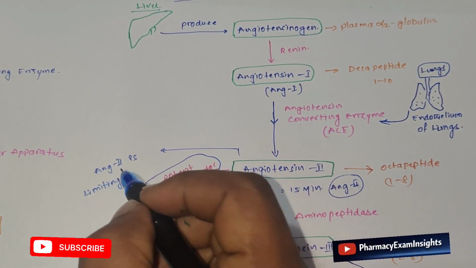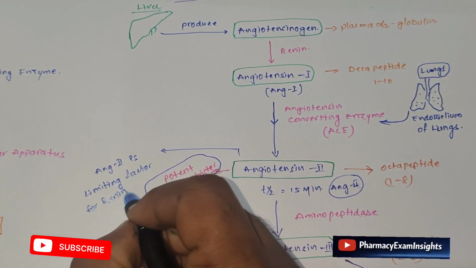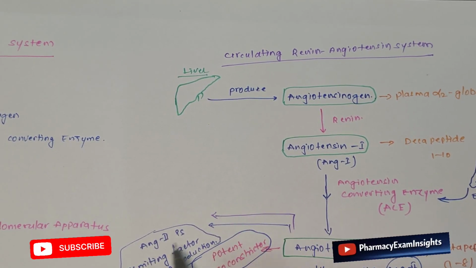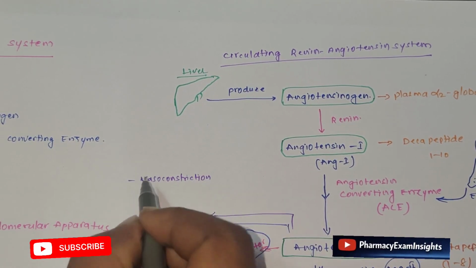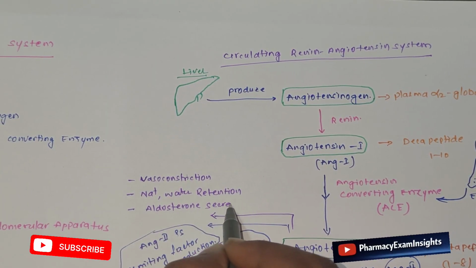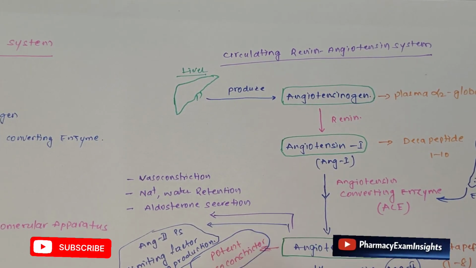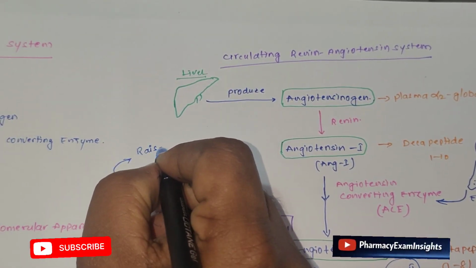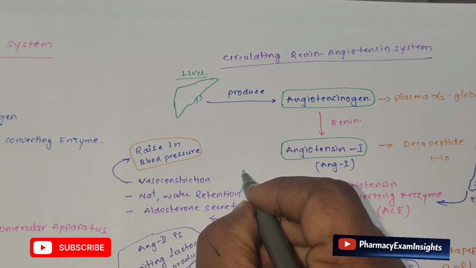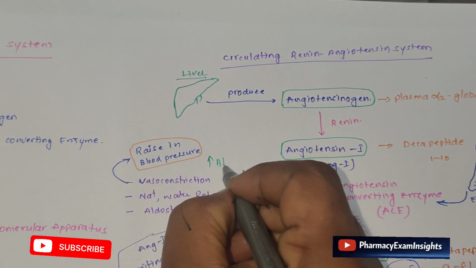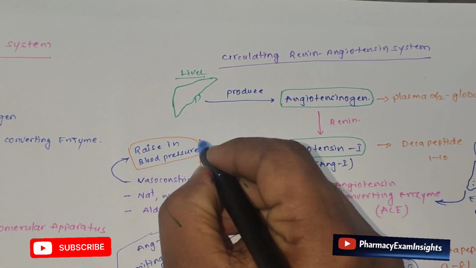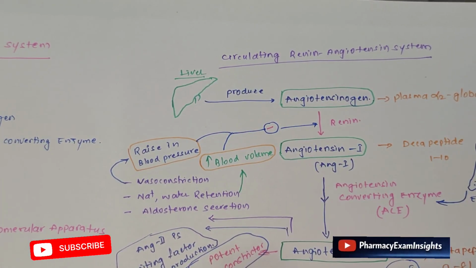Angiotensin 2 causes vasoconstriction, sodium water retention, and aldosterone secretion. Due to vasoconstriction, the blood pressure will be raised, and due to sodium water retention, the blood volume will rise. This rise in blood pressure and increased blood volume antagonize the production of renin.